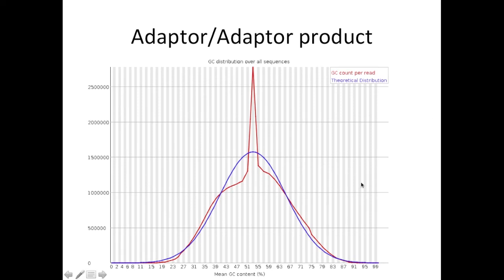But what happens when you have something in your library that's overrepresented and it's therefore not at 40% GC? In this case, I'm showing an example of an overrepresentation of adapter product. The Illumina adapters that I was using had about 50% GC content. So when I have an overrepresentation of those adapters, I have a huge spike at 50%, which is going to skew my distribution. So if I see problems in this distribution, it can mean some contaminating sequence.